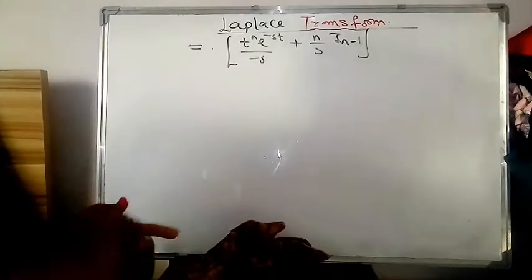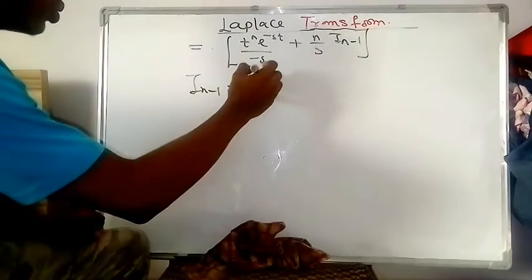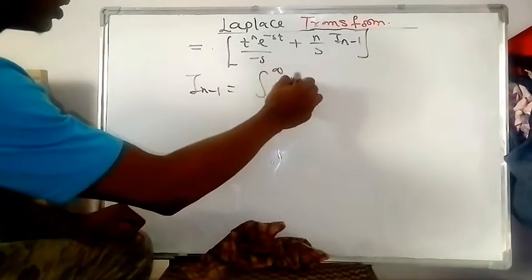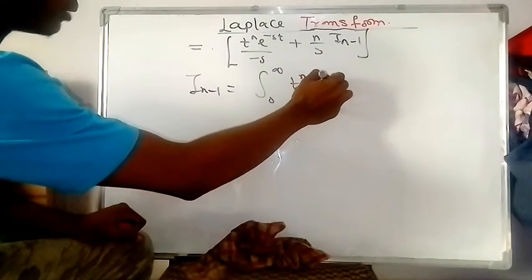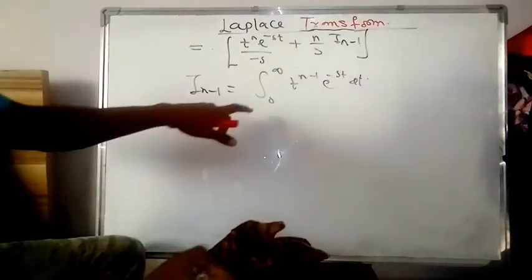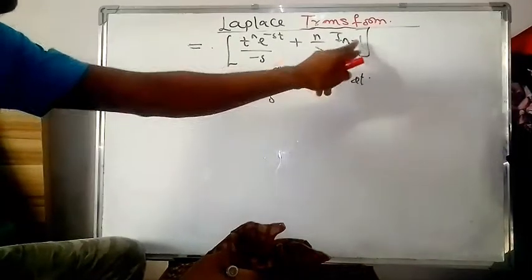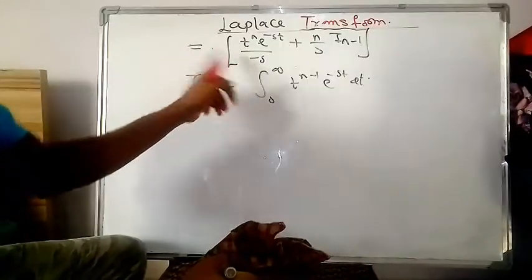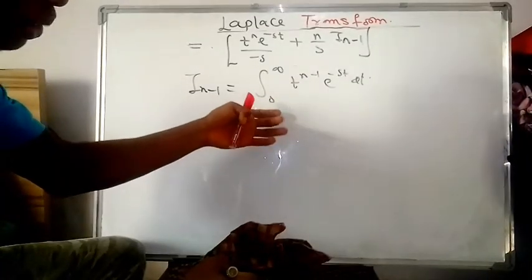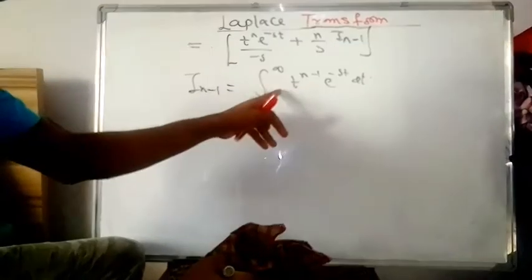Now, in this case, if you can remember, we said let I subscript n minus 1 be equal to the integral from 0 to infinity of t raised to the power n minus 1, exponential minus st. Now there's still an integral sign here, so we are not going to take our limit towards this I subscript n minus 1. It's towards this side, because this is still in representation of the integral sign.